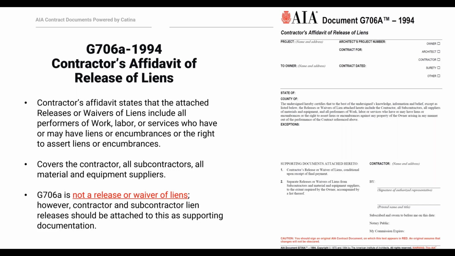Some of the other features are common with our other forms. I've got to list exceptions here as well. If you know that there are some lien releases out there that you still need to get, you have to list those. This also has to be notarized. And of course, the supporting documents would include all of those individual lien releases from subs, suppliers, and the contractor itself. And again, this is something that I would not hesitate.